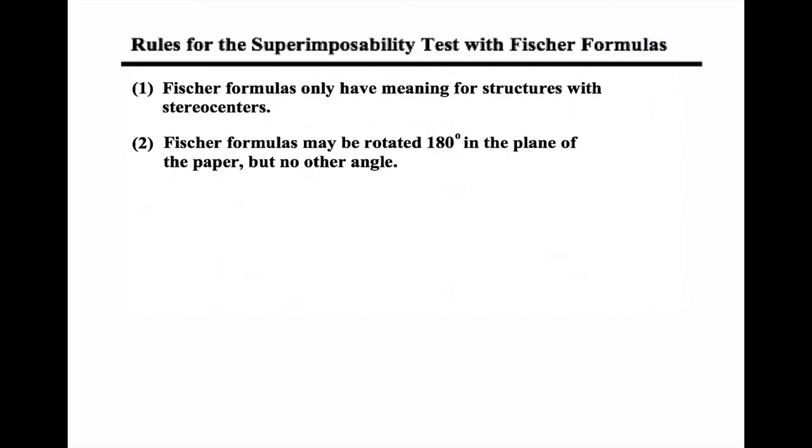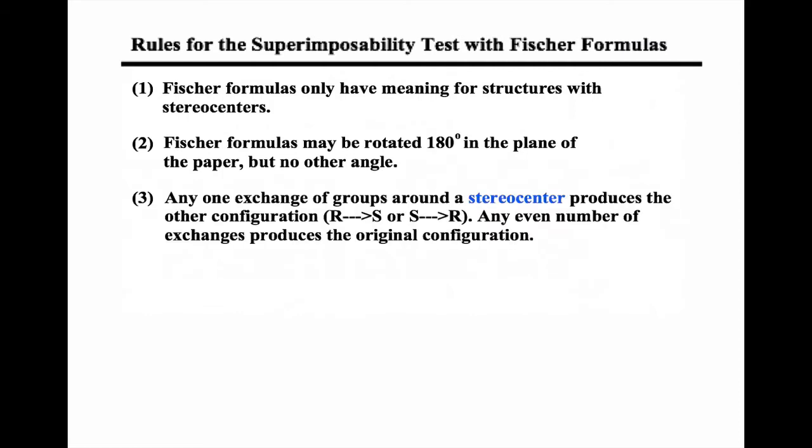They only have meaning for structures with stereocenters. So if a molecule is achiral by definition, no stereocenters, I should say, then Fischer projections are totally useless. You can rotate a Fischer projection by 180 degrees in the plane of the paper, but you can't rotate it any other angle. If you rotate it 90 degrees, you actually end up with a different stereochemistry than you do if you just left it alone.